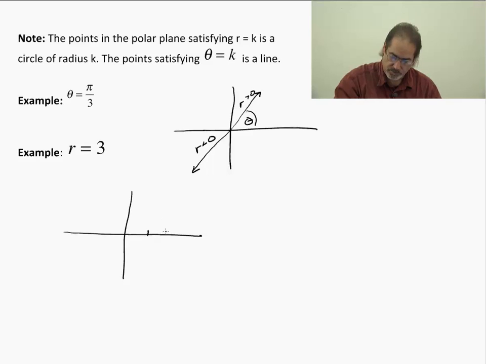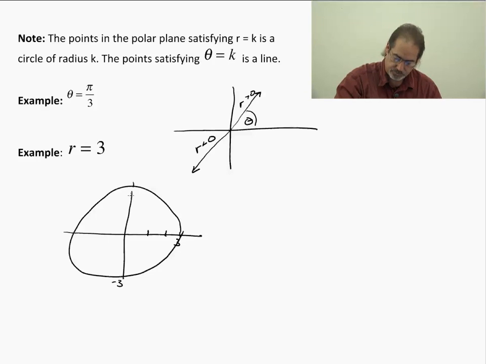For r equals 3, 1, 2, 3, it's a circle. Pretend for a moment like that's actually a circle. Because the radius stays constant at 3, and as it ranges from 0 to 2 pi, it goes through all the angles, all values of theta. It's just a circle at 3, again and again and again.